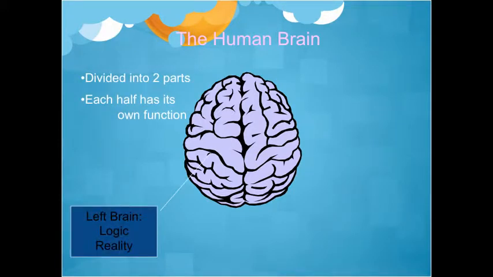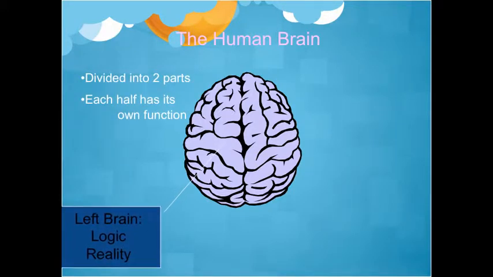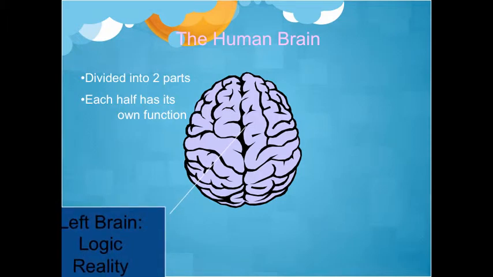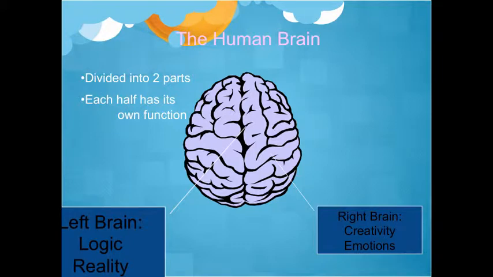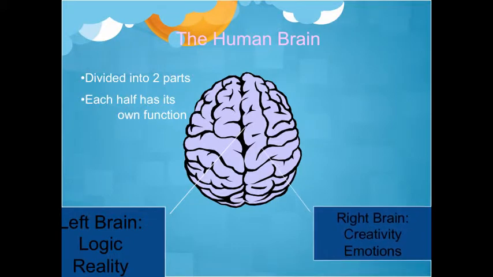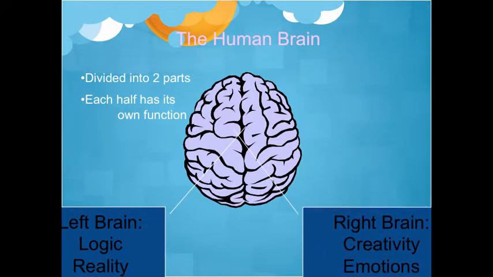The human brain is divided into two parts. Each half has its own function. Logic and reality are controlled by the left part of the brain, while creativity and emotions are controlled by the right side of the brain.